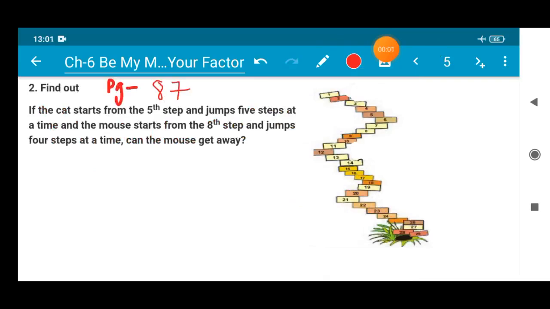Now on the same page you are going to find the second story, that is question number 2. Okay, the story is going to change now. That's why you can see here there is no cat, no mouse, right?